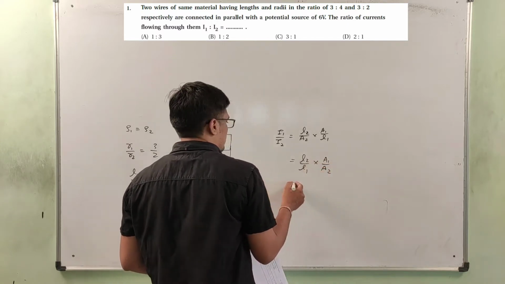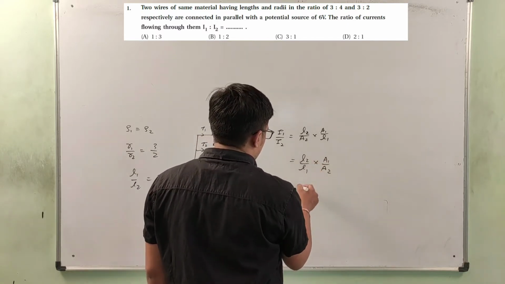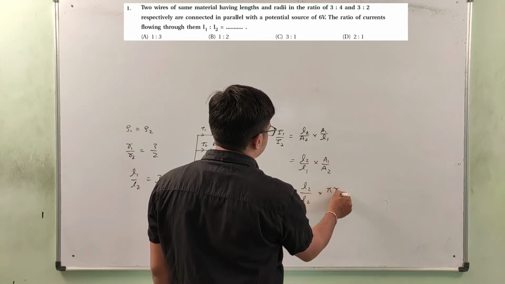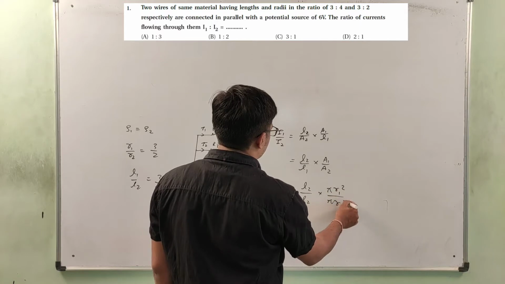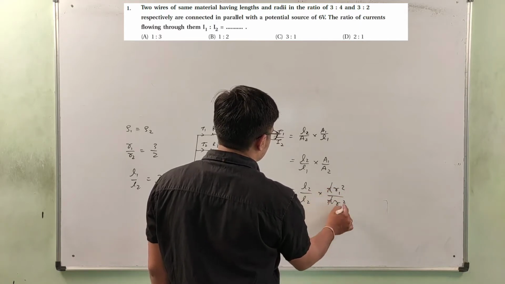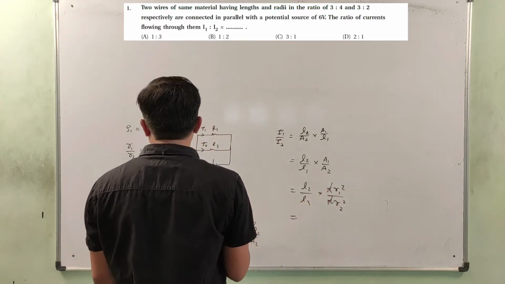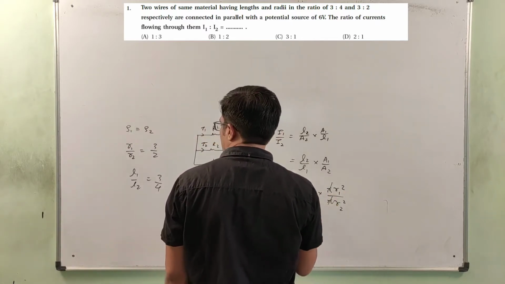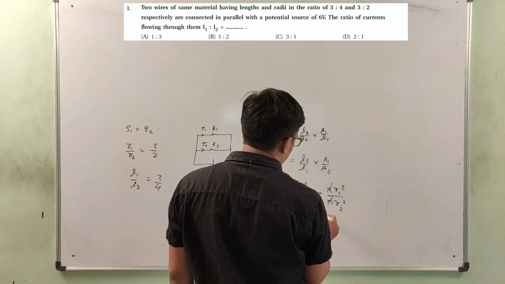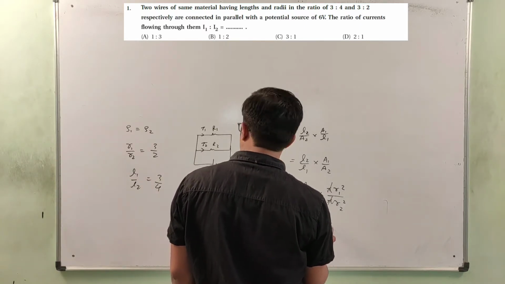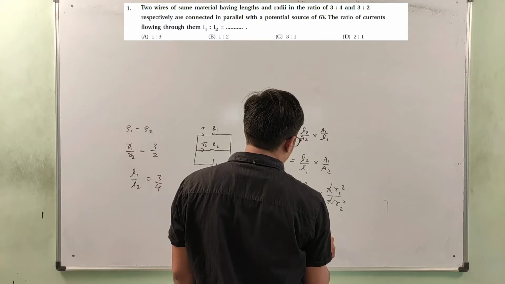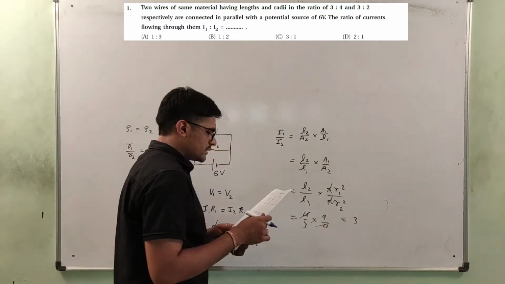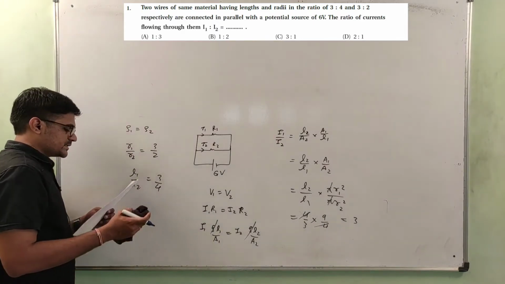So cross section area, now cross section area of wire is pi R1 square by pi R2 square. So pi gets cancelled. L2 by L1 is equal to what? 4 by 3, and R1 by R2 is equal to what? 3 by 4. So 3 by 4 square means 9 by 16... so 4 gets cancelled. 3 is the answer. Ratio of I1 to I2 is 3 to 1. C is our answer.